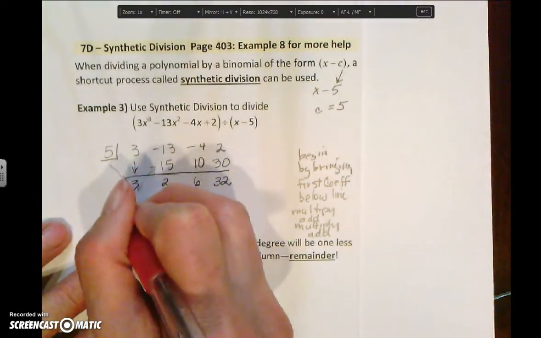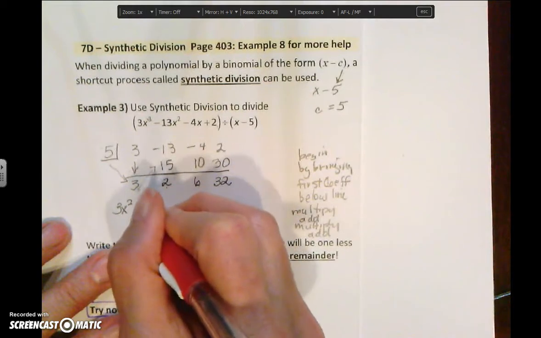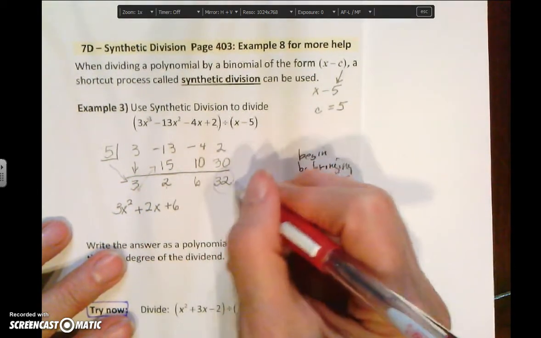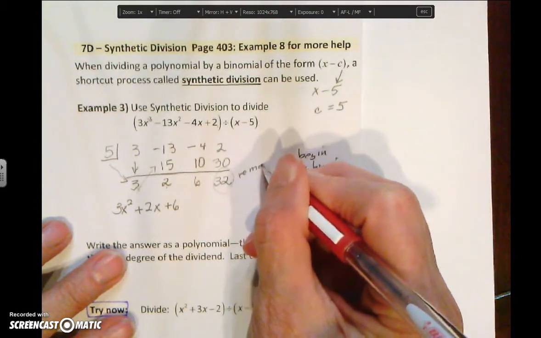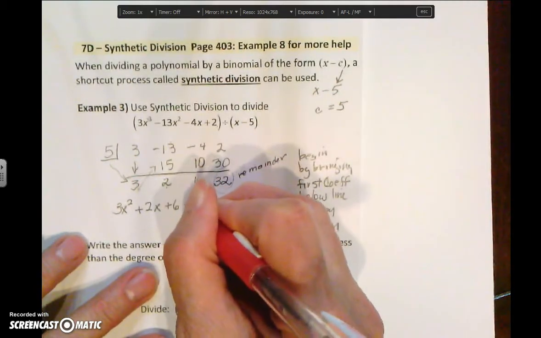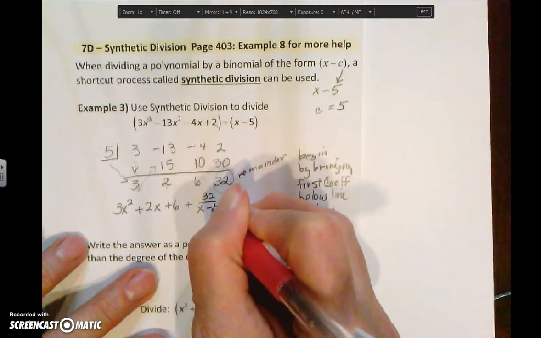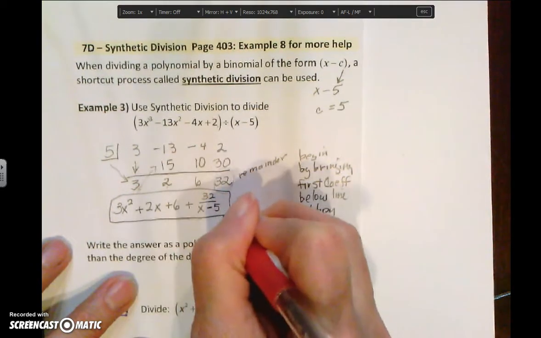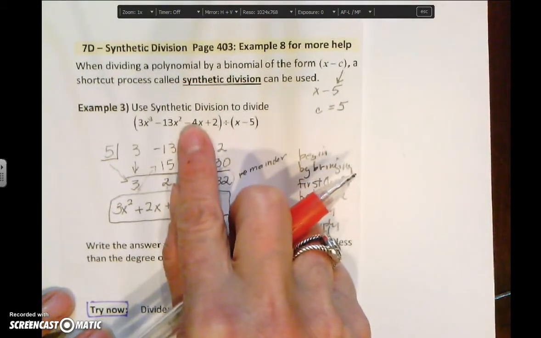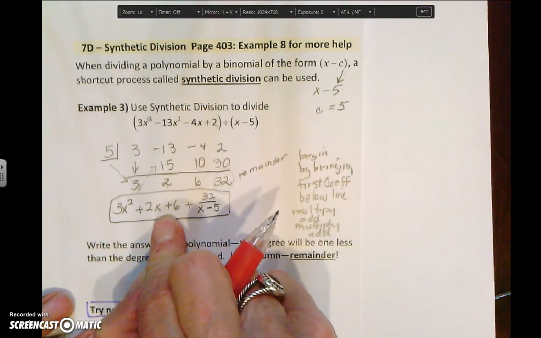So I'm going to write underneath it that I've got 3, and because this was x cubed, this will be x squared, then plus 2x plus 6. This last term is the remainder, always. So when I write my remainder, I'll write plus 32 over x minus 5. Now you'll need to trust me that that works. You can do this with long division if you'd like to double check it and see that it is indeed the answer, but I assure you that it is.